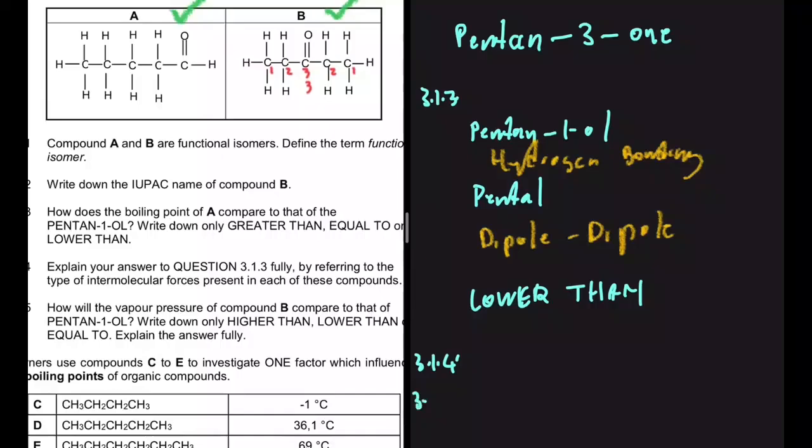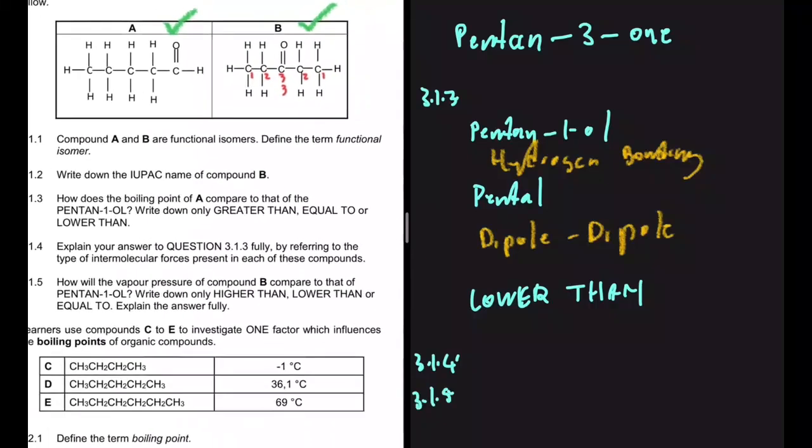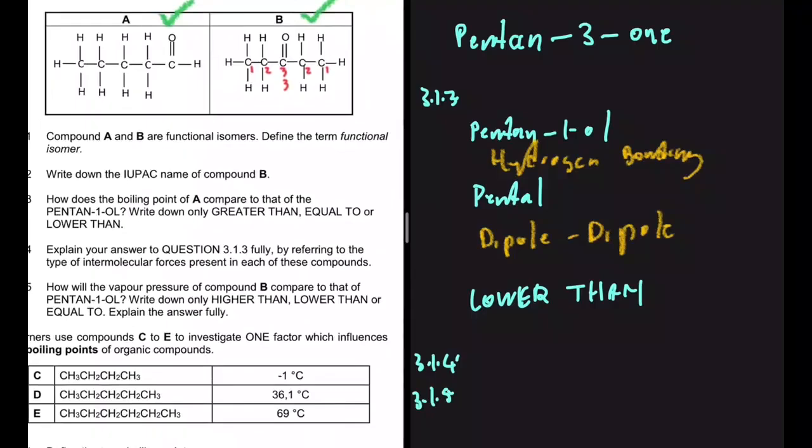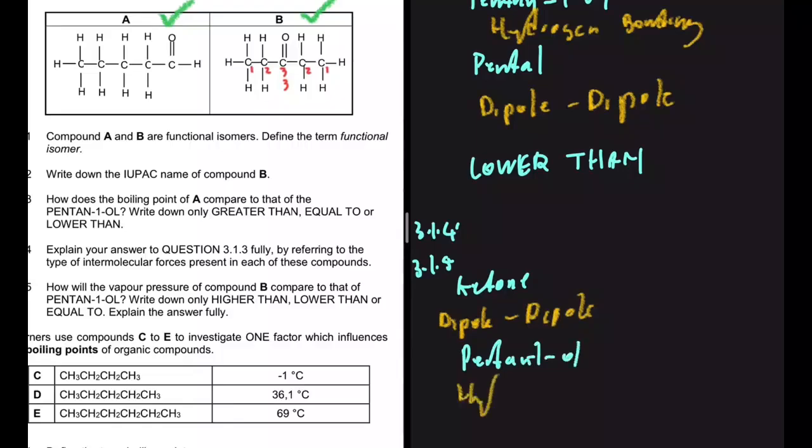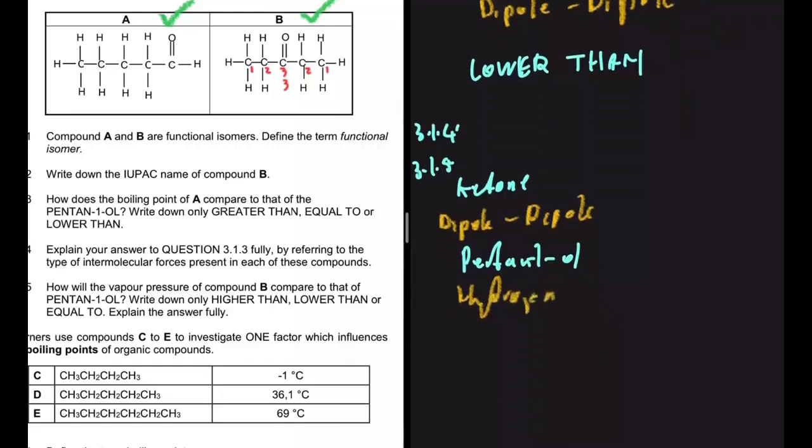Let's look at 3.1.5. How will the vapor pressure of compound B compare to that of pentan-1-ol? That is only higher than, lower than, or equal to. Explain the answer fully. Compound B, like we've already deduced, is a ketone. Which intermolecular forces do we find in ketones? We have dipole-dipole forces. And in pentan-1-ol, we have hydrogen bonding. So that will lead to the ketone having a higher vapor pressure compared to pentan-1-ol.